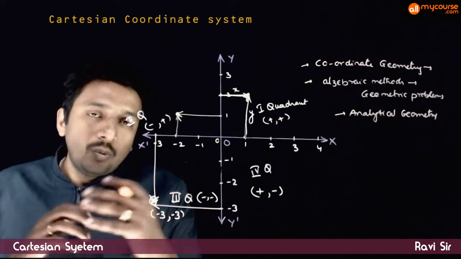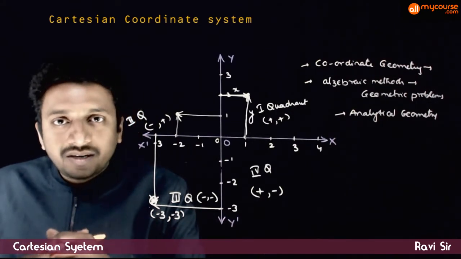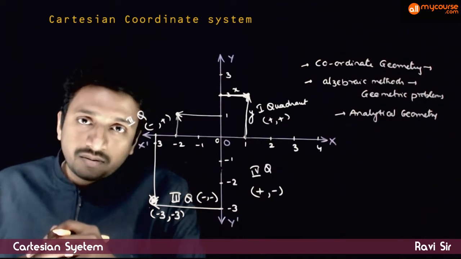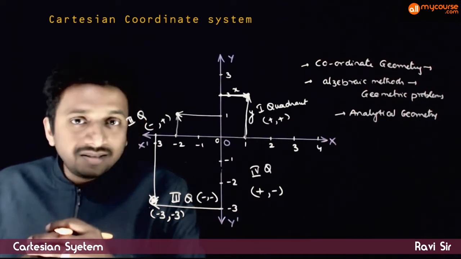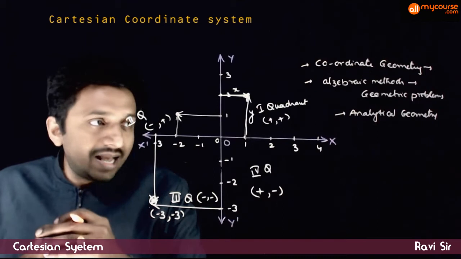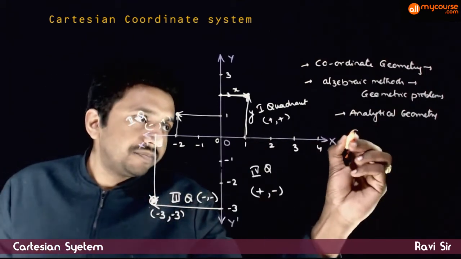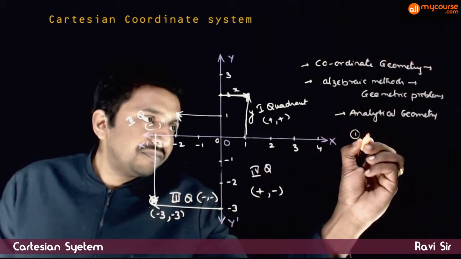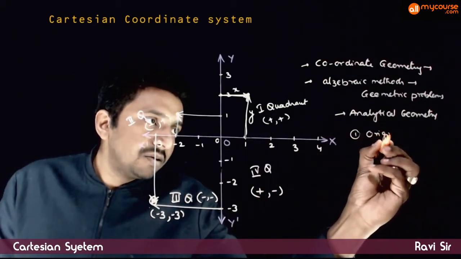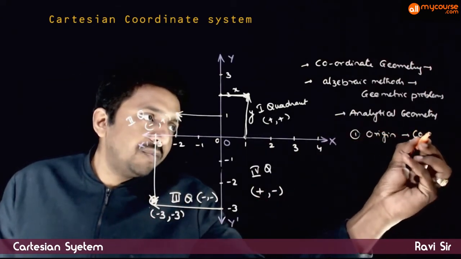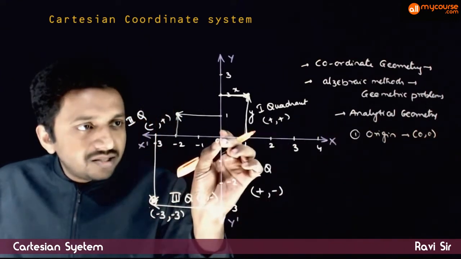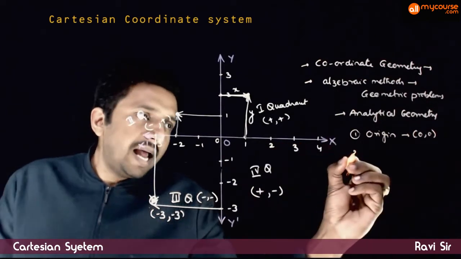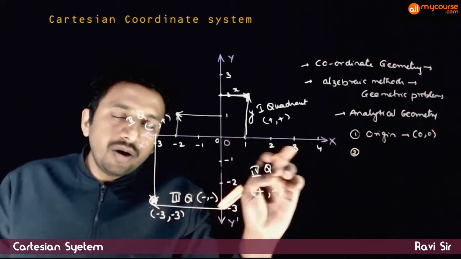So now, once we understand the basics of the coordinate geometry, we can go forward. So the important things that you need to understand about coordinate axis are that 1, the coordinates of origin are 0, 0. So origin has coordinate 0, 0 because the distance of origin from x-axis as well as y-axis is 0. And any point on x-axis.